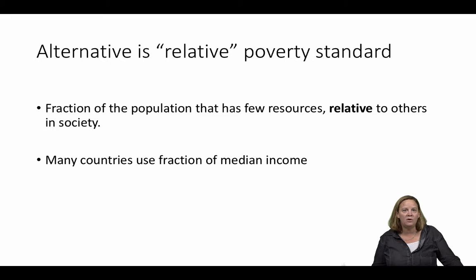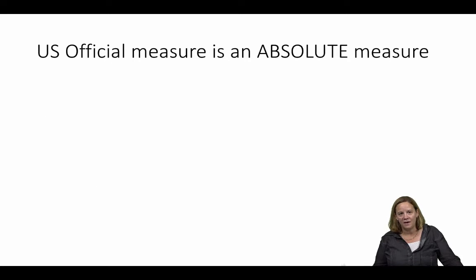For example, in the United Kingdom, individuals are considered poor if they have less than 60% of median income in the country. With relative measures of poverty, as economic growth over time pushes overall income and overall GDP higher, the poverty line will rise as well. With an absolute standard, that's not the case.